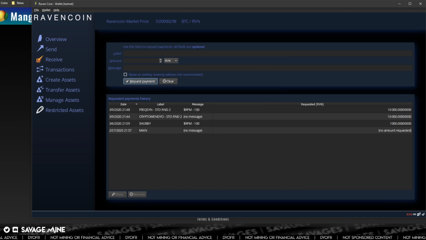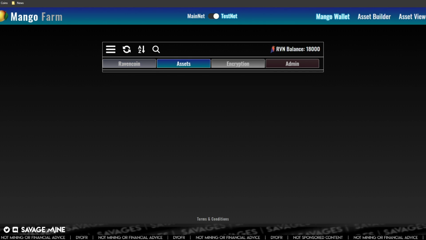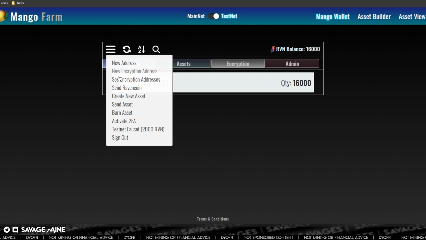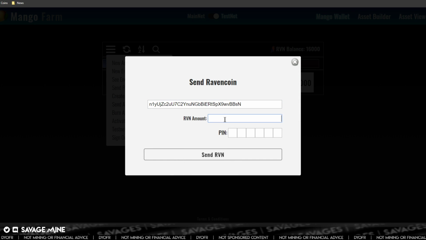All right, so I need to go to Freaksin. He's got 16,000, looks like. So this is his wallet. So let's go send Ravencoin. Address 10,000.